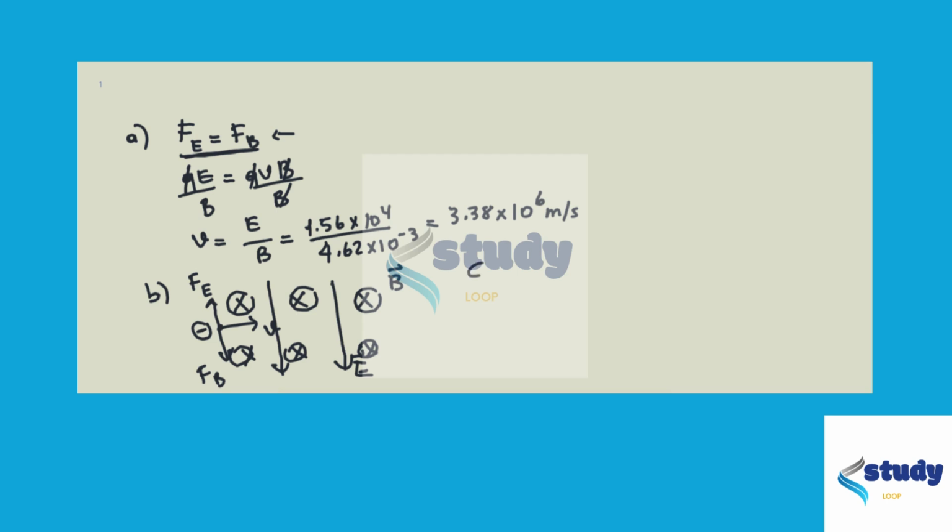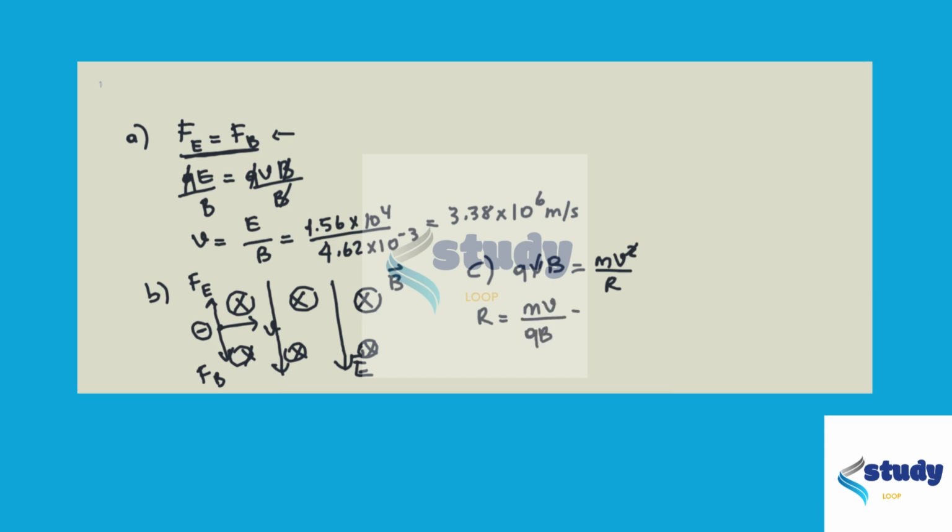In part C, the electric field disappears, so we're only left with the magnetic field. Then the magnetic force is going to be equal to qvB. Again, there's a sine term here, but the angle is 90 degrees, so I'm not writing it down. This is going to be equal to mv squared over r. In this part, we are asked to calculate the radius. So these are going to cancel. Let's isolate r out of this equation. Then r is going to be mv over qB.